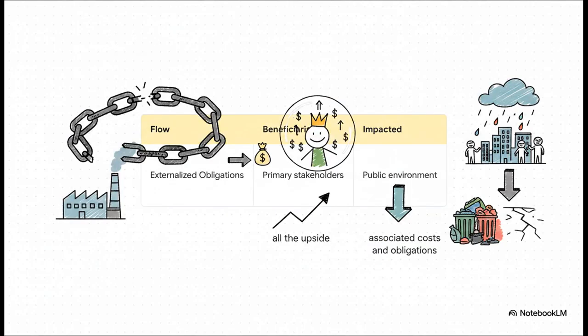Next, let's look at externalized obligations. When organizational structures are cleverly set up to distance liability, the benefits flow directly to the primary stakeholders. They get to keep all the upside, but what about the downside? Well, the impacted group here is the broader environment and public infrastructure. Basically, the public absorbs the associated costs and obligations that those primary stakeholders successfully externalized.